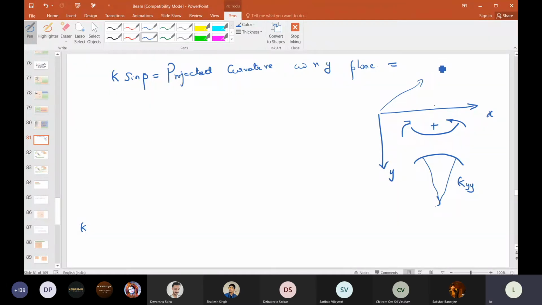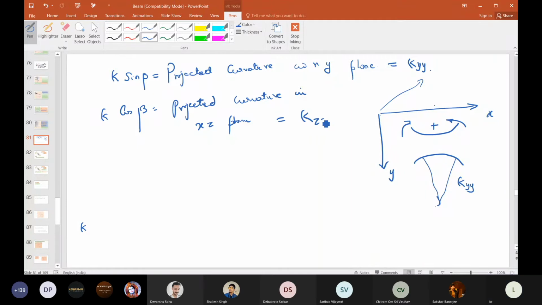It is along the Y, so it is usually known as kappa Y. Then kappa sine beta or kappa cos beta, sorry, kappa cos beta, the projected curvature in the exact plane. So it is naturally known as that.